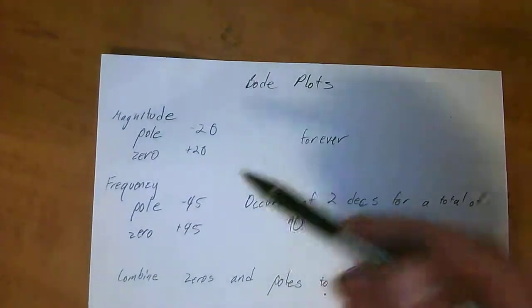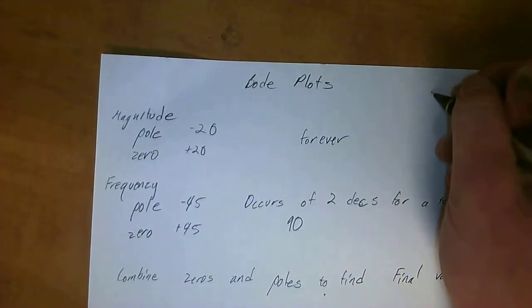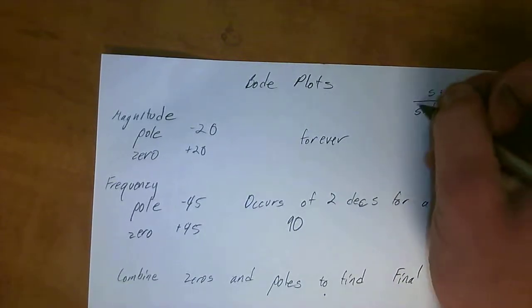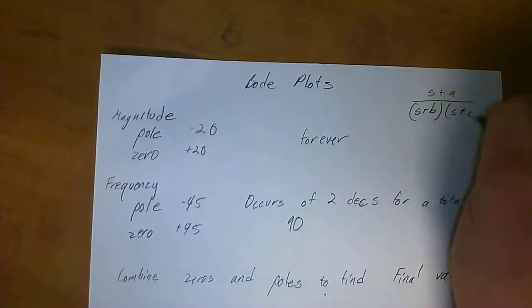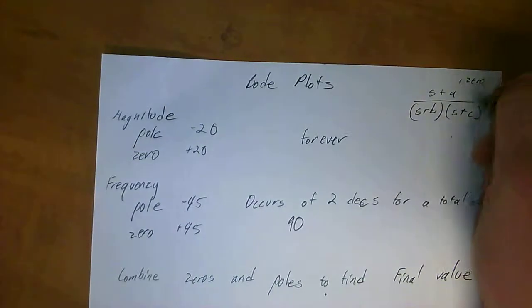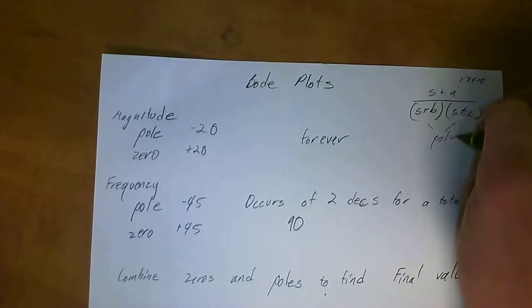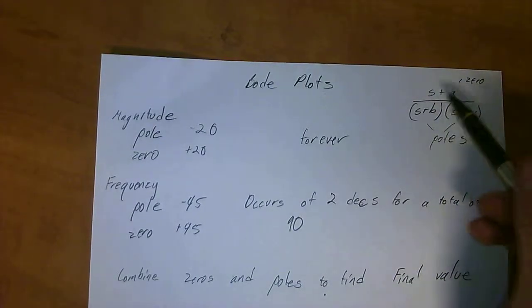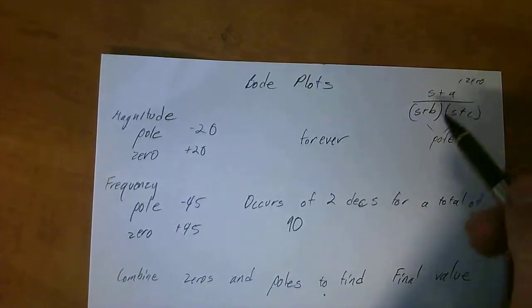With Bode plots, when you're looking at a transfer function, and say we've got s plus a over s plus b times s plus c, and this is your transfer function, you've got the zero right here, and the poles down here. So these are the two poles. For every one of these, the b, the c, the a, each one of them is a pole or zero value.